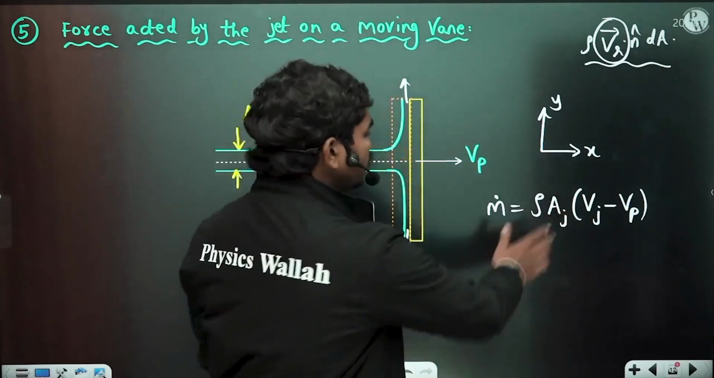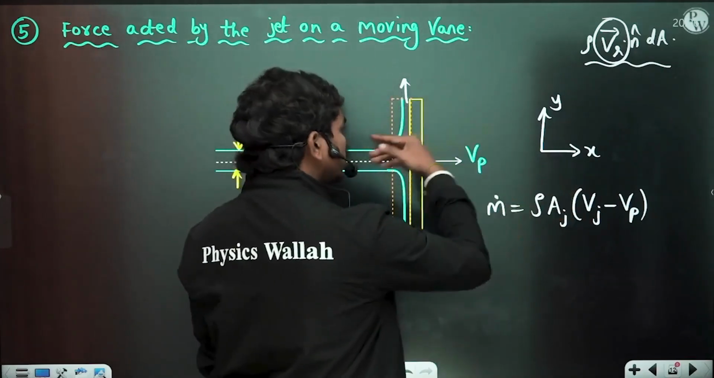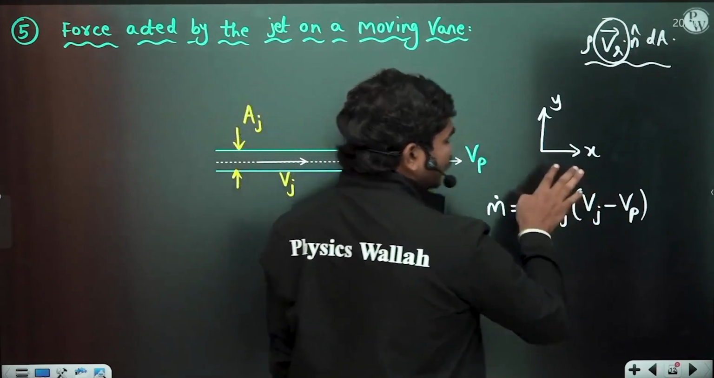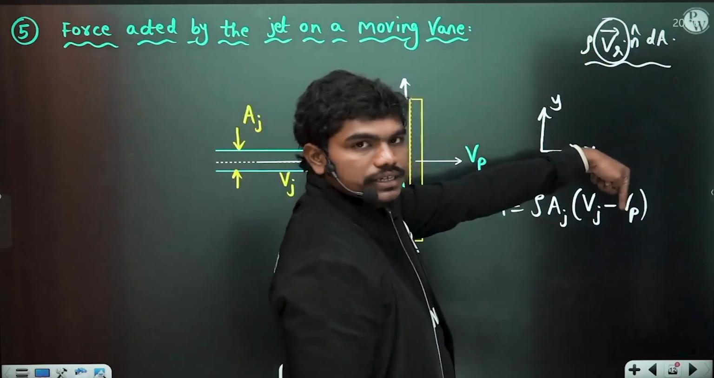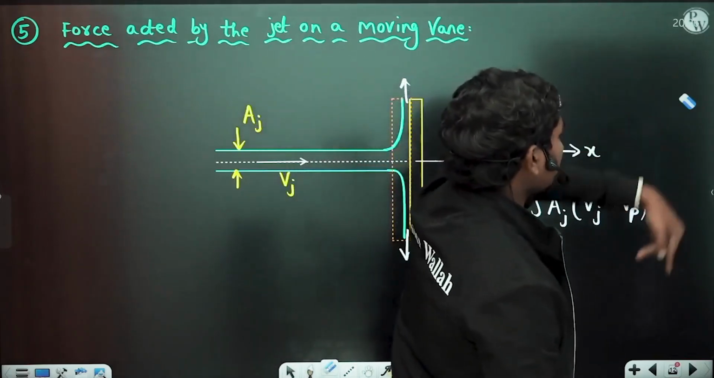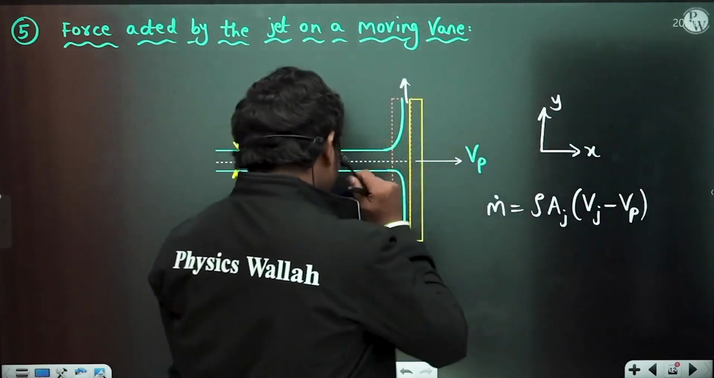If they give you the amount of mass entering the control volume, you use m dot directly, but here, if you see, we have Vj minus Vp, because the relative velocity has to be substituted here. Clear? So that's the case. Now m dot is equal to this.